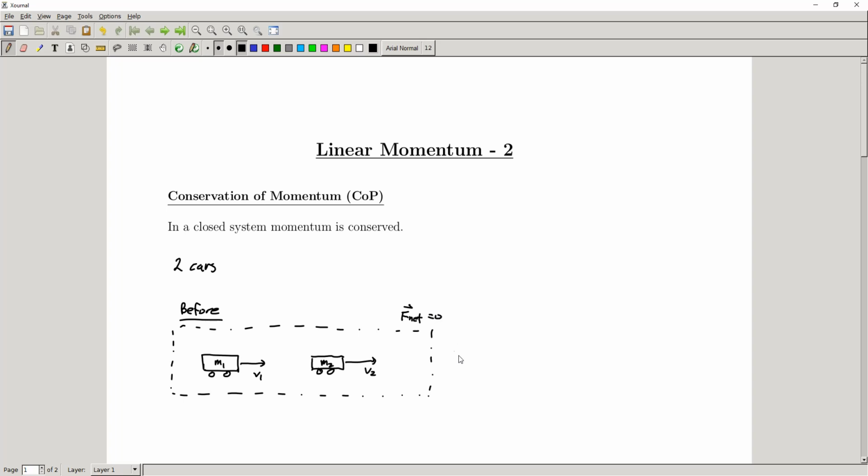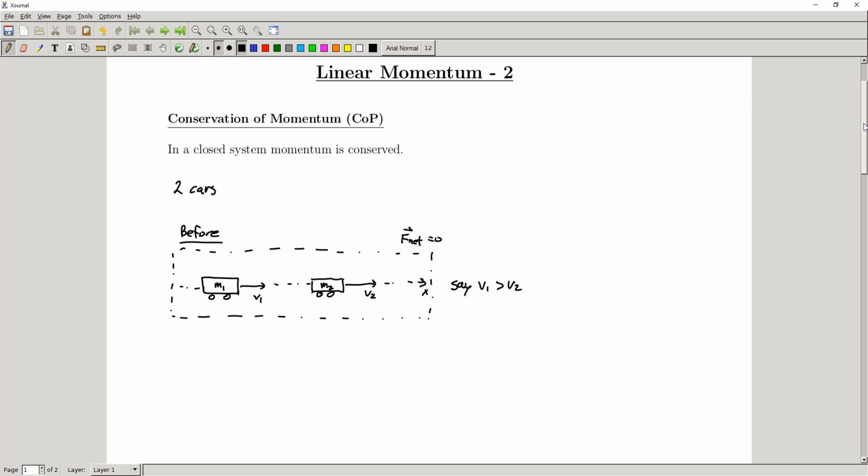With this closed system, we're going to take a look at what happens if these two cars collide. Let's say that originally we have velocity 1 greater than velocity 2, and this is all happening in one dimension, so we can imagine our one-dimensional axis running in this direction. If v1 is greater than v2, eventually car 1 is going to smash into car 2. Something's going to happen during that collision, and then the two cars will continue off, depending on what the initial conditions of this collision tell us is going to happen.